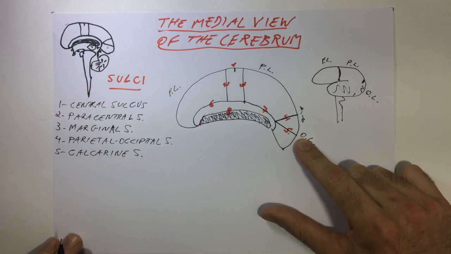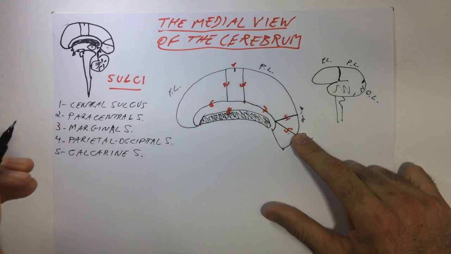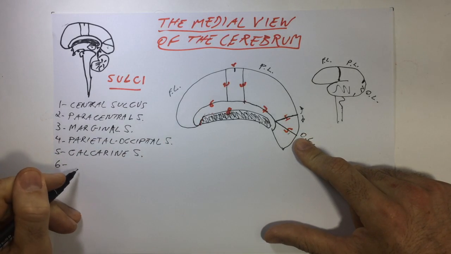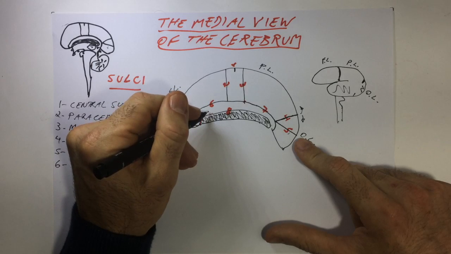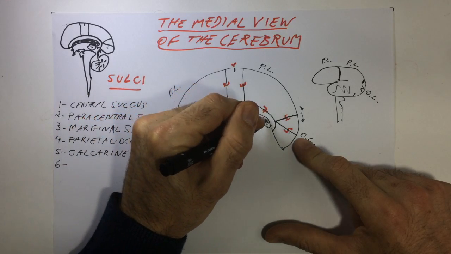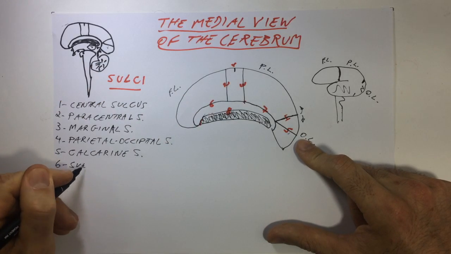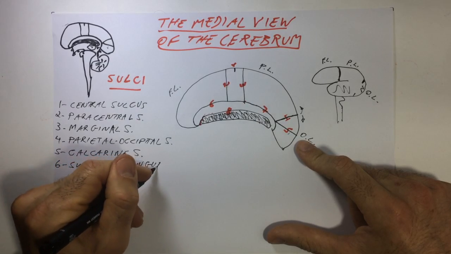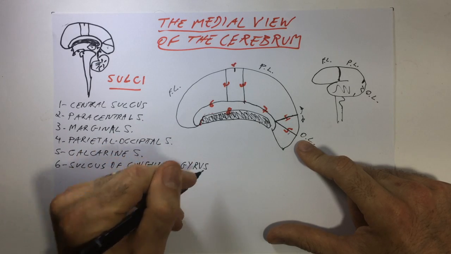Calcarine sulcus. This one here, it's called 6, right? Yeah. So 6, that would be the sulcus of the cingulate gyrus, because this gyrus here is called cingulate gyrus. So here we have the sulcus of cingulate gyrus.